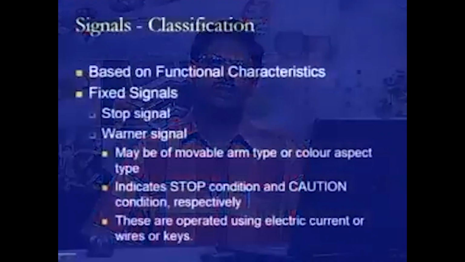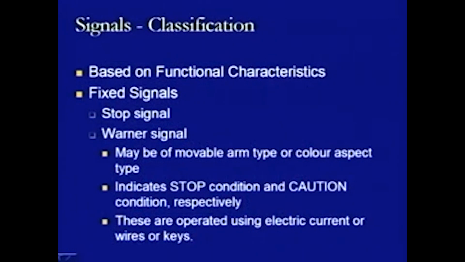Now, both types of signals may have a movable arm which moves up and down, and that is how it provides the indication whether movement is allowed on the track or not. The other condition is the color aspect, wherein by using the color of the signal we define whether the movement is allowed, or allowed with some caution, or not at all allowed on this track.